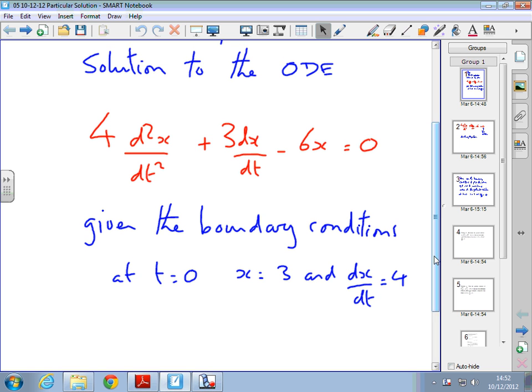When t equals 0, at the start, in other words, it's displaced 3 meters or 3 units away, and it's got an initial velocity of 4.